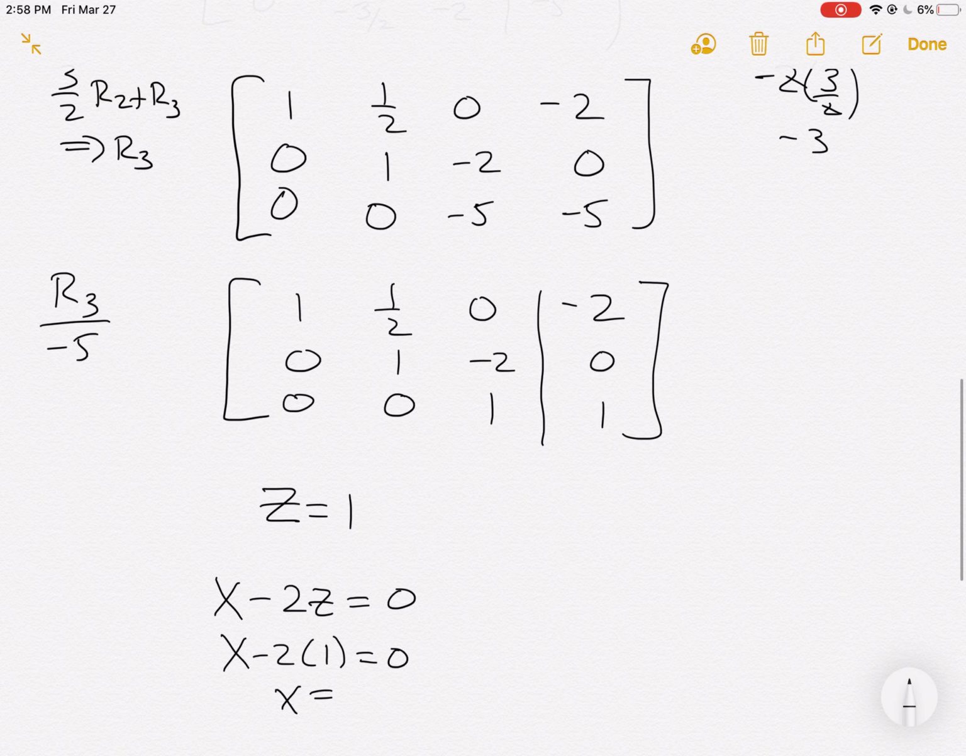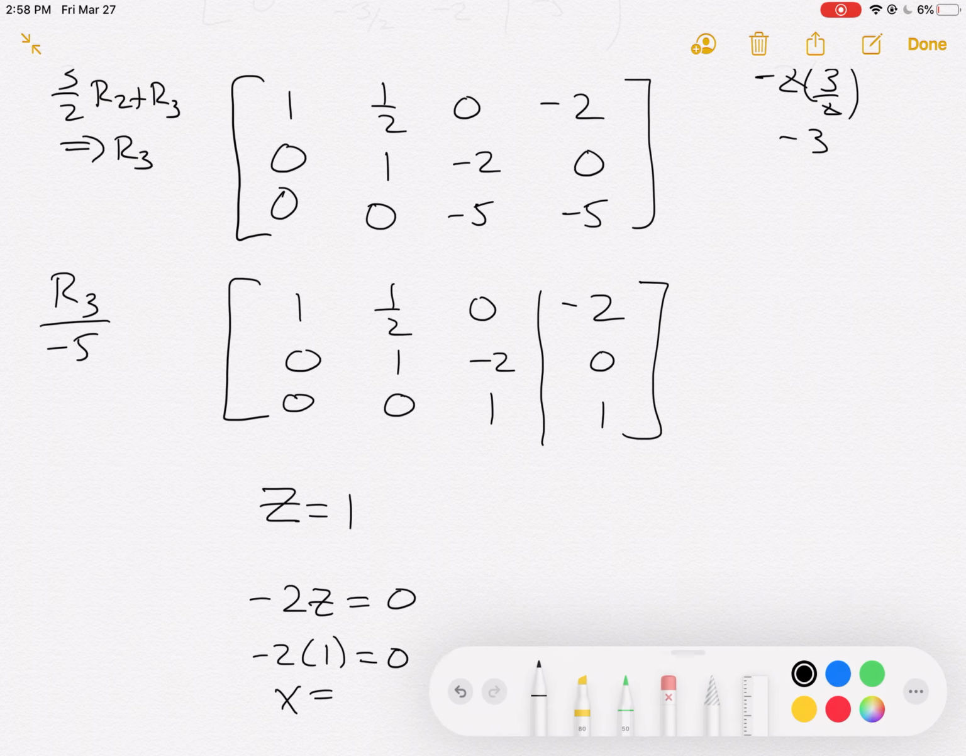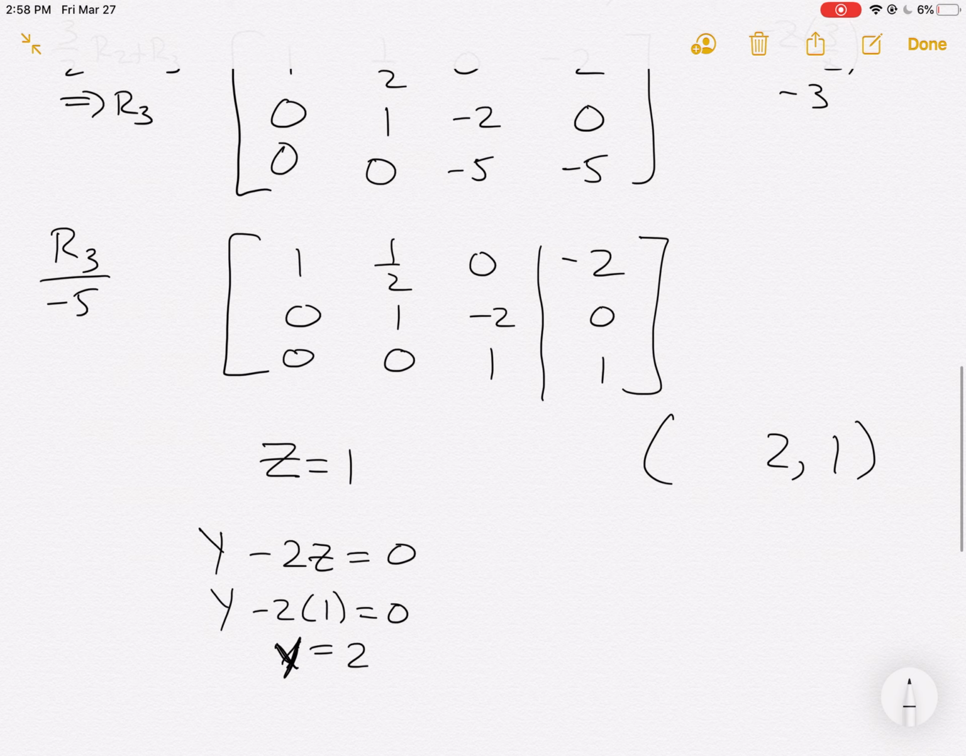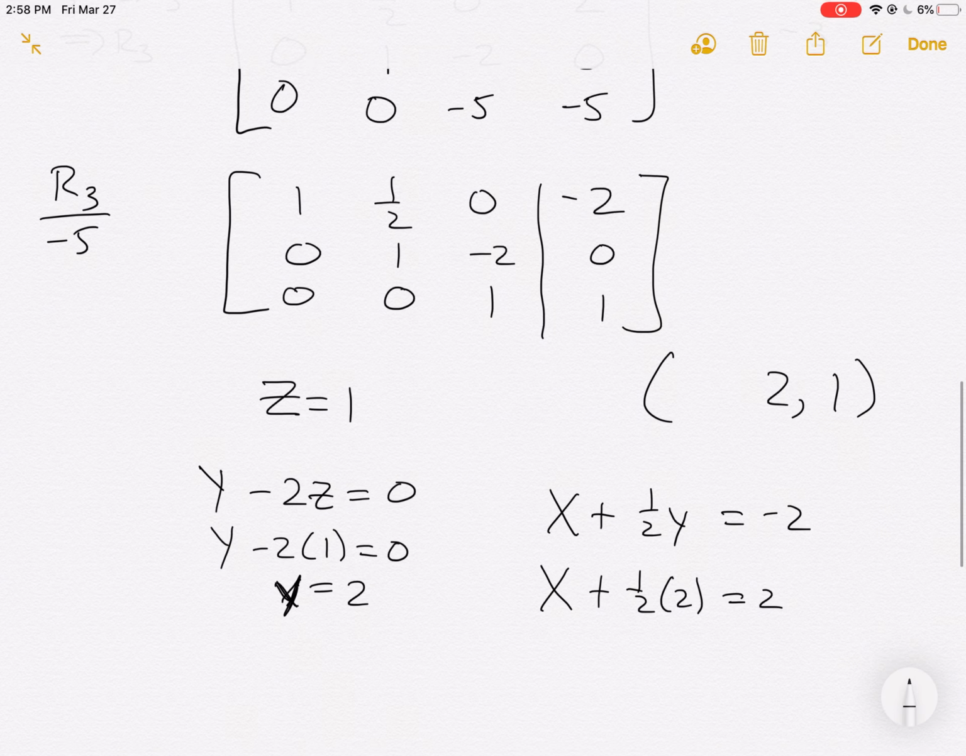So y minus 2 times 1 needs to be equal to 0. So y has got to be equal to, not x. Sorry about that, guys. It's not x, that's y minus 2z. Forgot where I was. And so we're getting y is equal to 2. So as we start to build this answer, we just got a 2 and a 1. Now we need to figure out what x is. We know x plus a half y needs to be equal to negative 2.